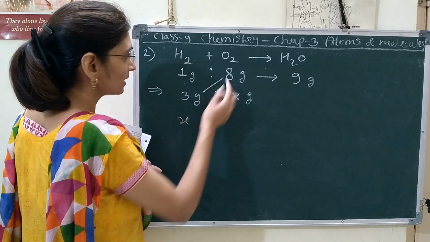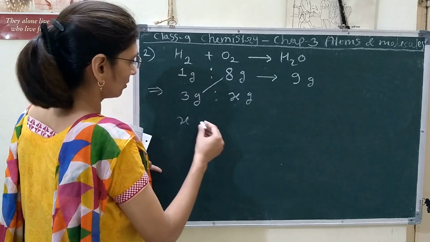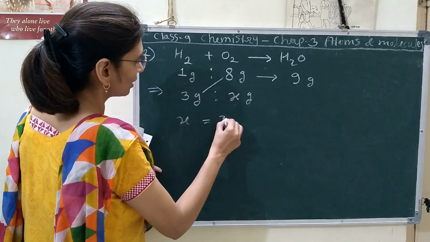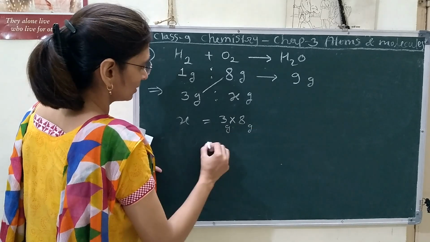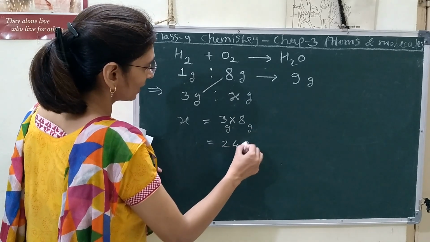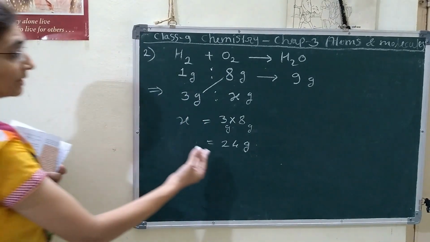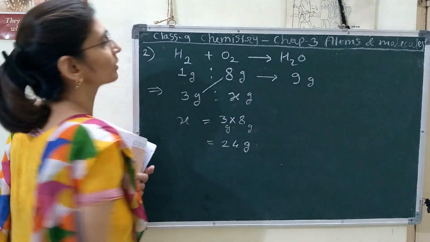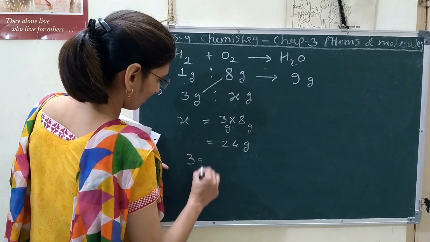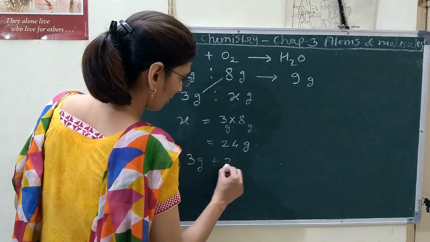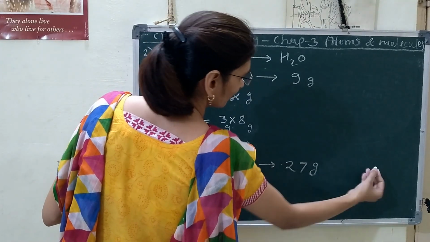What is the value of x? That is the mass of oxygen required in this next proportion. So x is equal to 3 multiplied by 8. So here we will get 24 gram of oxygen. This means if we take 3 gram of hydrogen, then we have to take 24 gram of oxygen for the reaction. And what will be the combination here? 3 gram of hydrogen plus 24 gram of oxygen. It will give 27 gram of H2O.